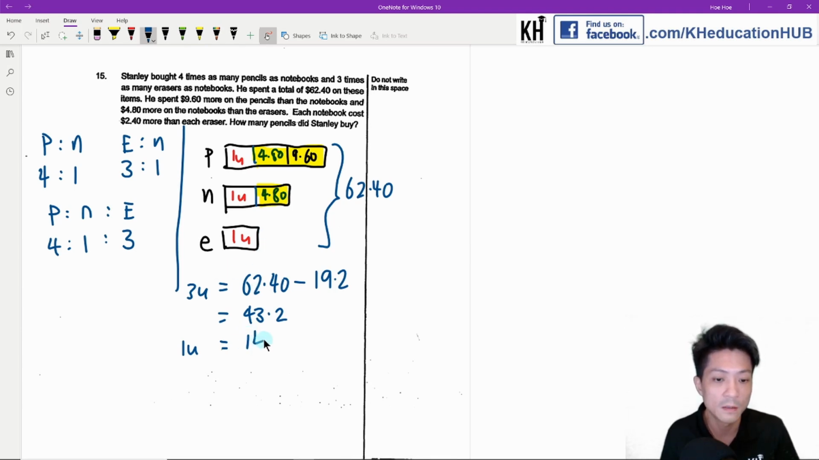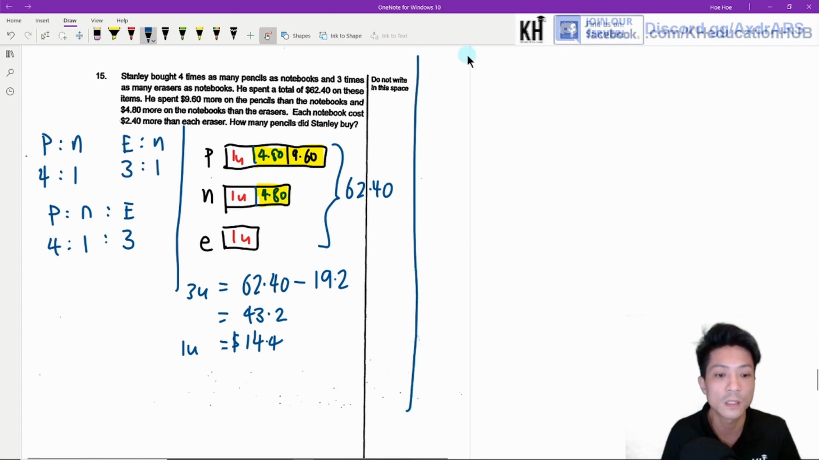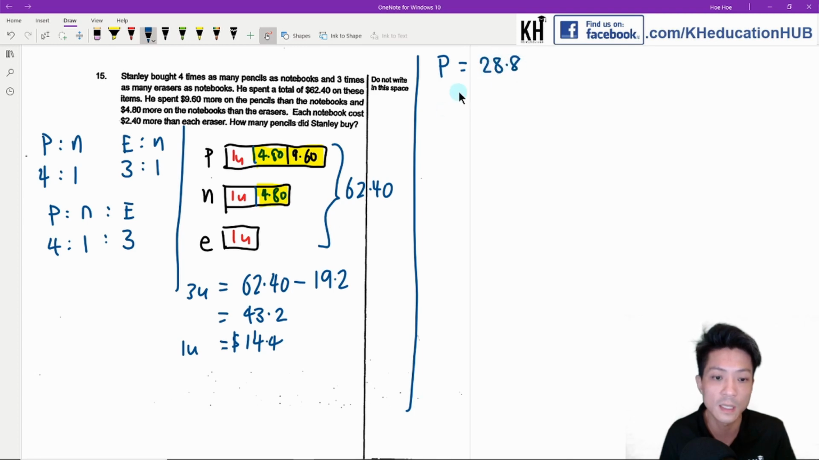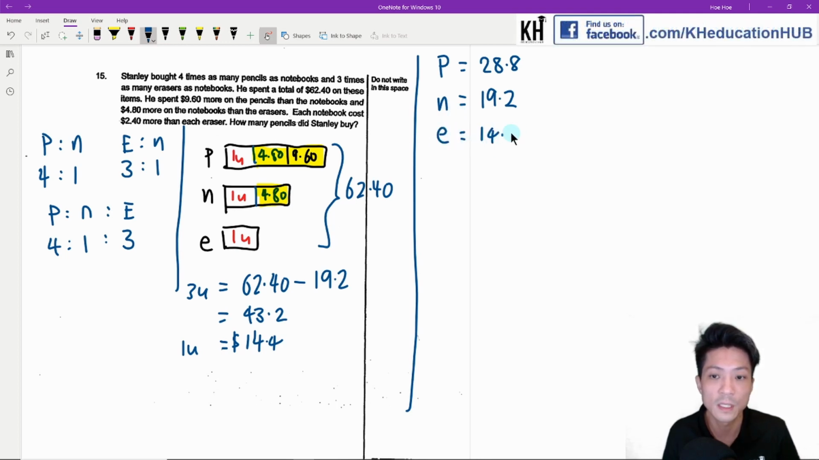Okay, $14.40. Okay, I'm gonna write the next step over here. Which means that for the pencils, it'll be 14.40 plus the 4.80 and plus the $9.60, which will give me $28.80. Okay, notebook will be 14.4 plus 4.8, which is $19.20. Okay, erasers will be $14.40.